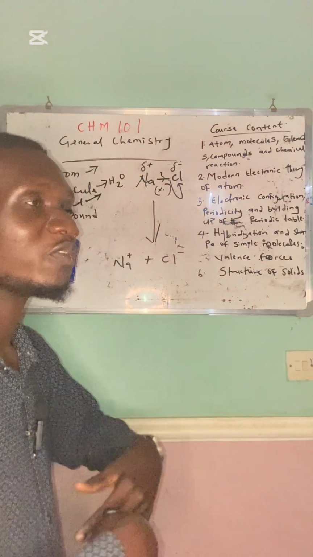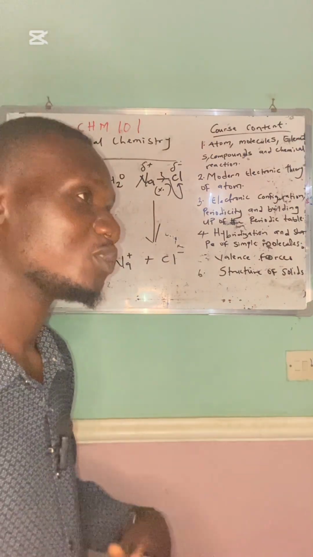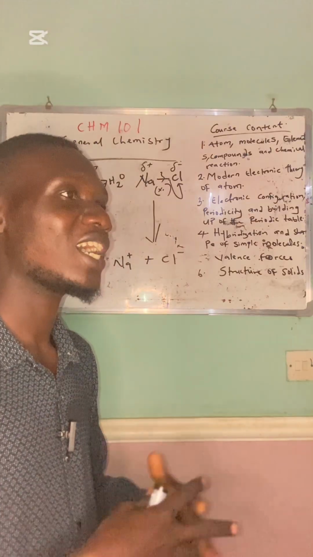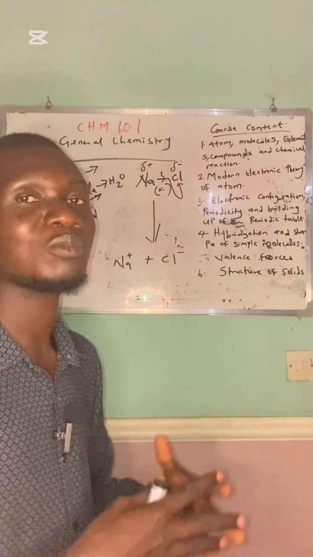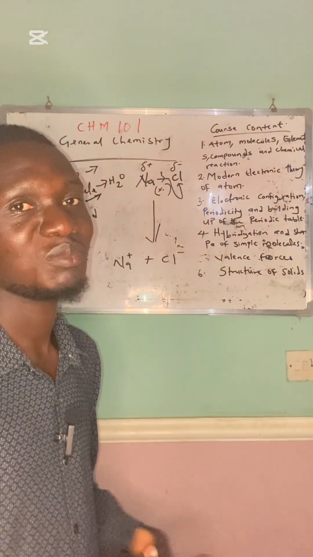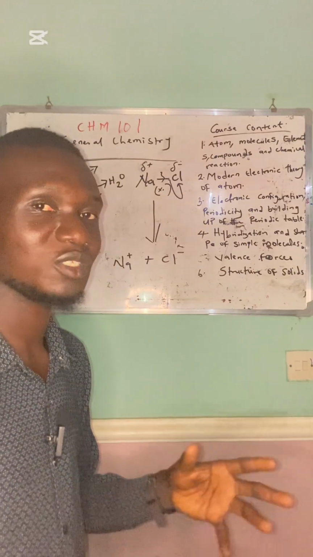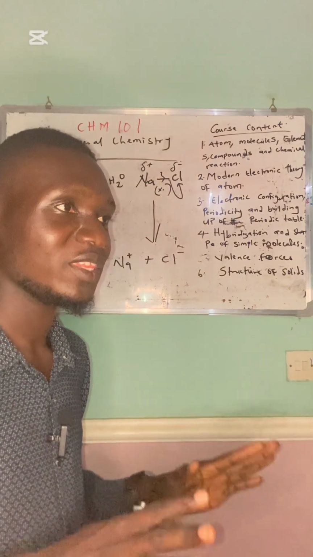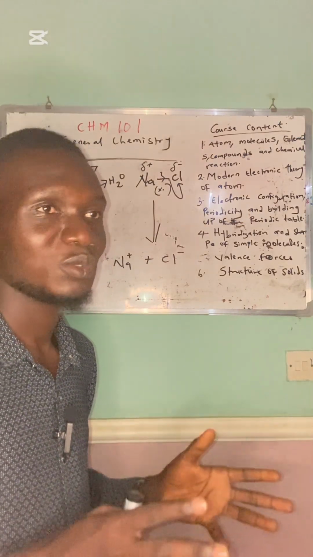So most of the basic reasons why atoms and elements come together is to attain stability, because they are always trying to be stable. We don't want anything that messes with the stability.